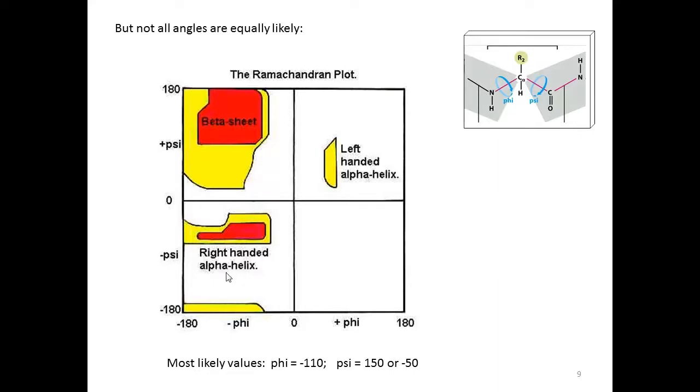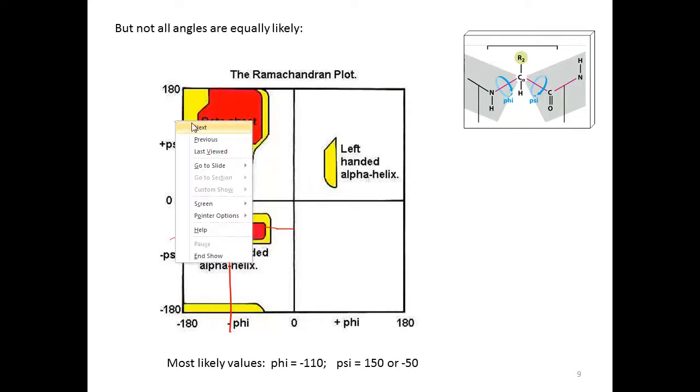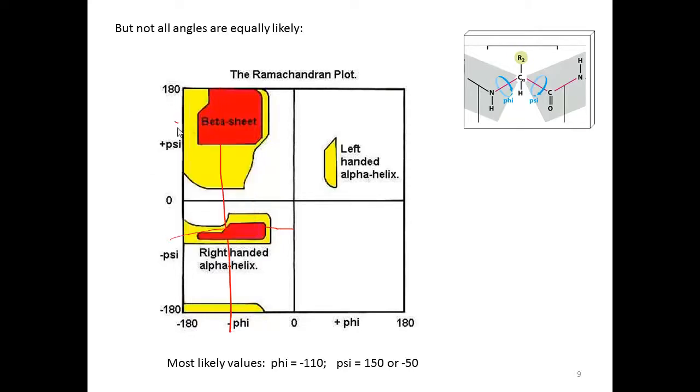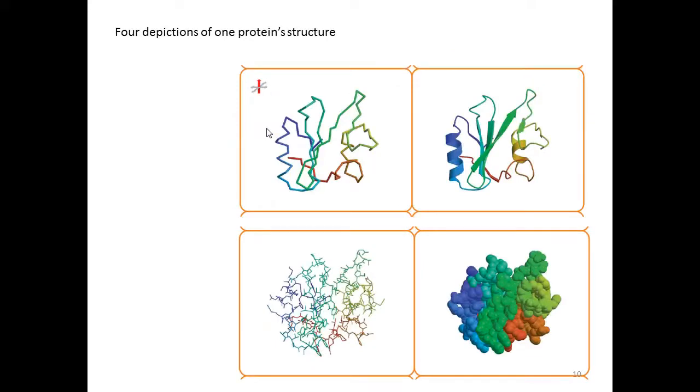The red are the most common, so the most likely angle for phi to adopt is around minus 110. Here's 0. Here's minus 180. Around minus 110. And for psi, there's 2 structures that we'll learn about, beta sheet and alpha helix. If it's an alpha helix, psi will take on a value of minus 50. If it's a beta sheet, 150 will be a common value. Any of these values are possible. These are just showing the most frequent found in crystal structures of proteins.